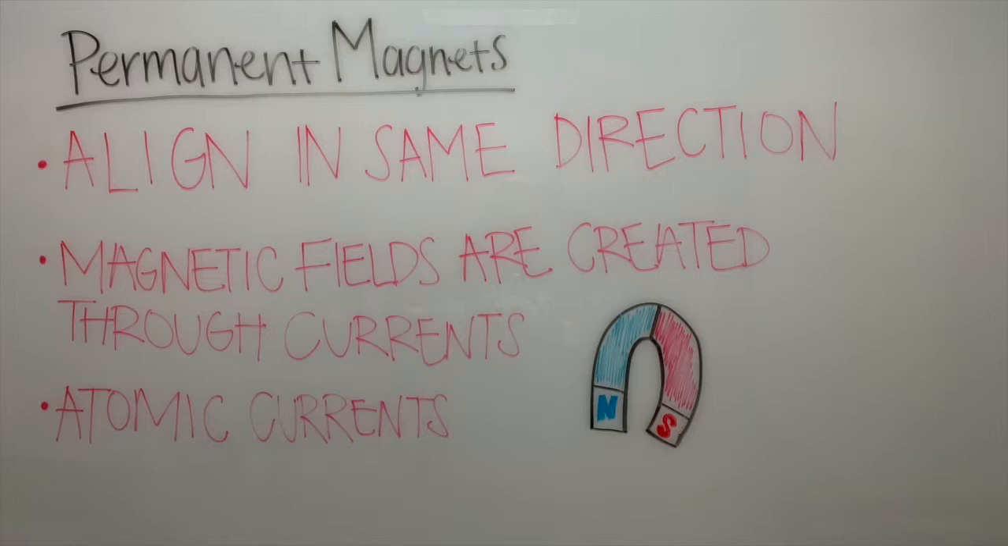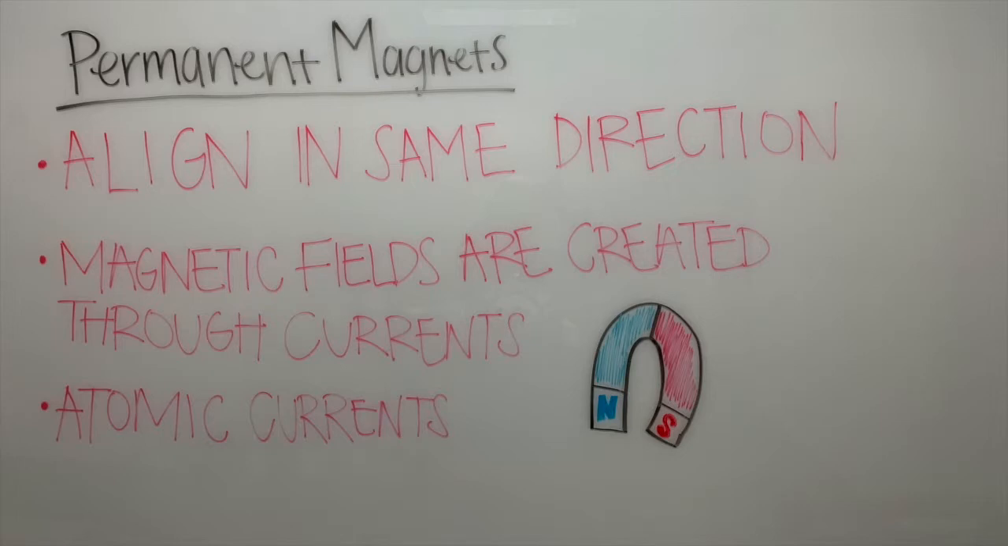Permanent magnets are those magnets that we are most familiar with, such as bar magnets or magnets hanging onto our refrigerator doors. Permanent magnets align in the same direction, and their magnetic fields are created through currents. These currents are atomic currents, essentially due to electrons spinning in atoms. These currents are always there.